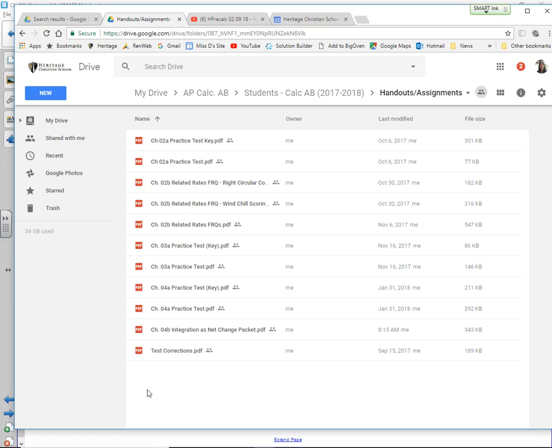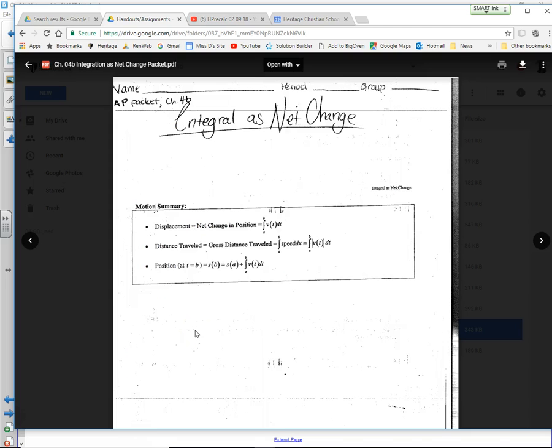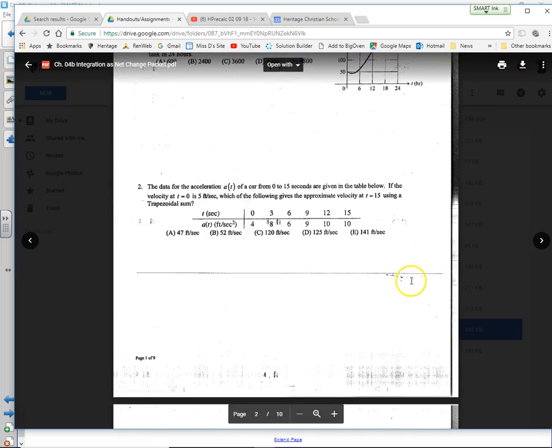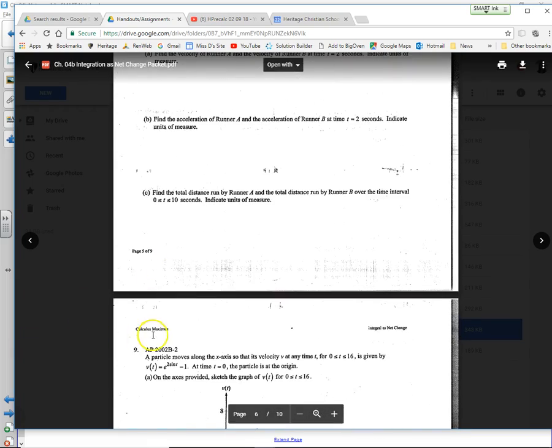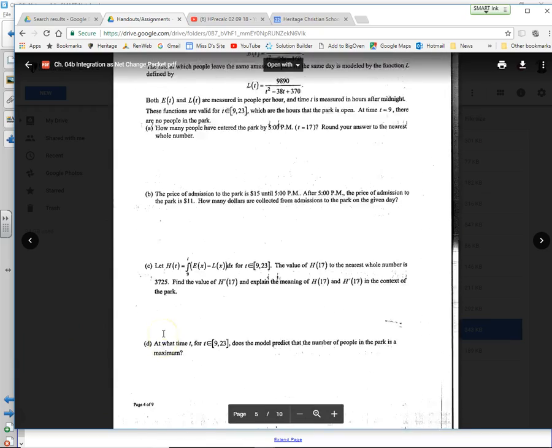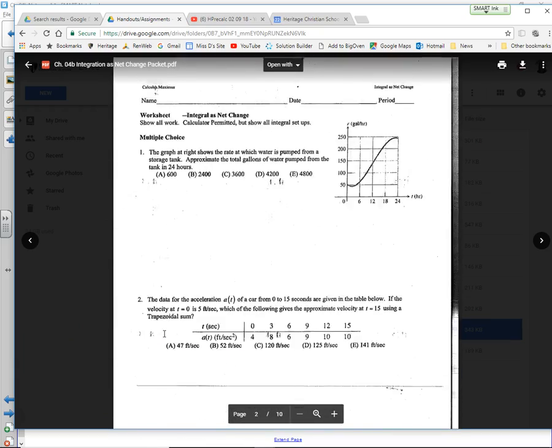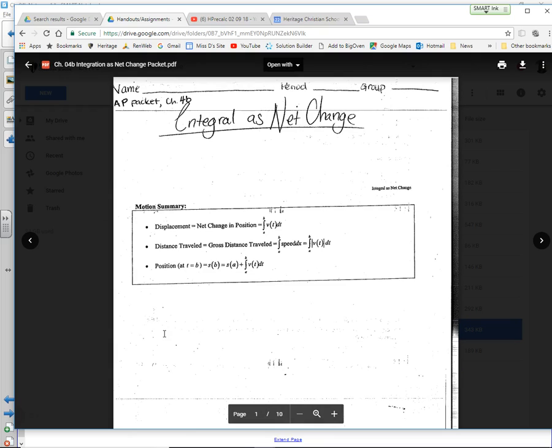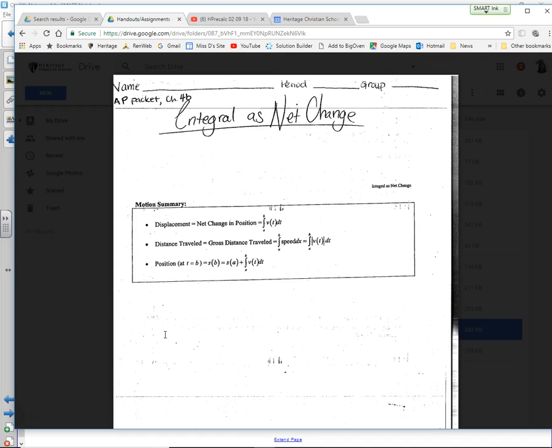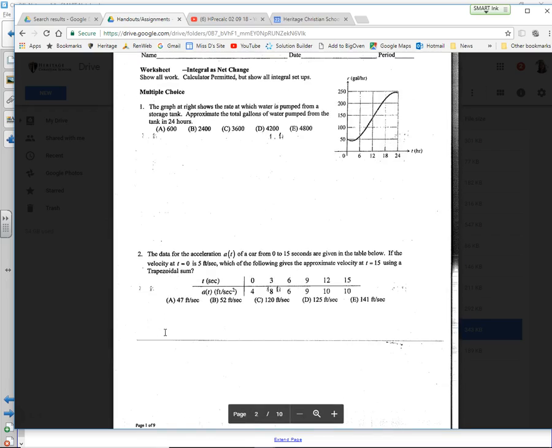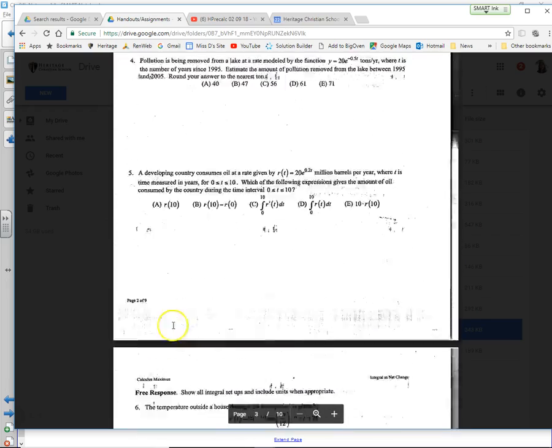Right here on your notes, you see that I have uploaded the Chapter 4B Integration as Net Change packet. Now this is just the blank packet, true? Have you been working on this blank packet? In just a moment we're going to go through it and see which problems are calculator problems. I'm kind of proving a point this morning with the example we started off with about how to use your calculator properly. Maybe some of you are, maybe some of you aren't. We'll make sure you know which problems are calculator problems.